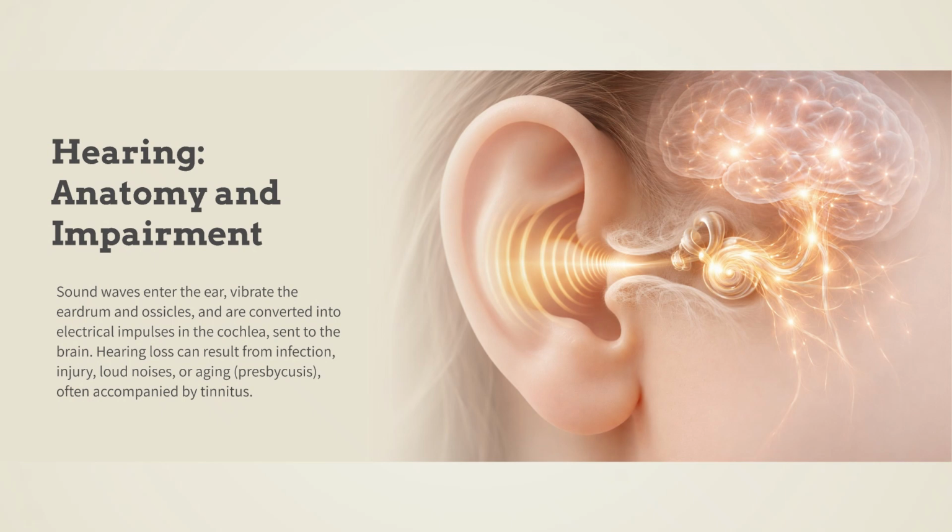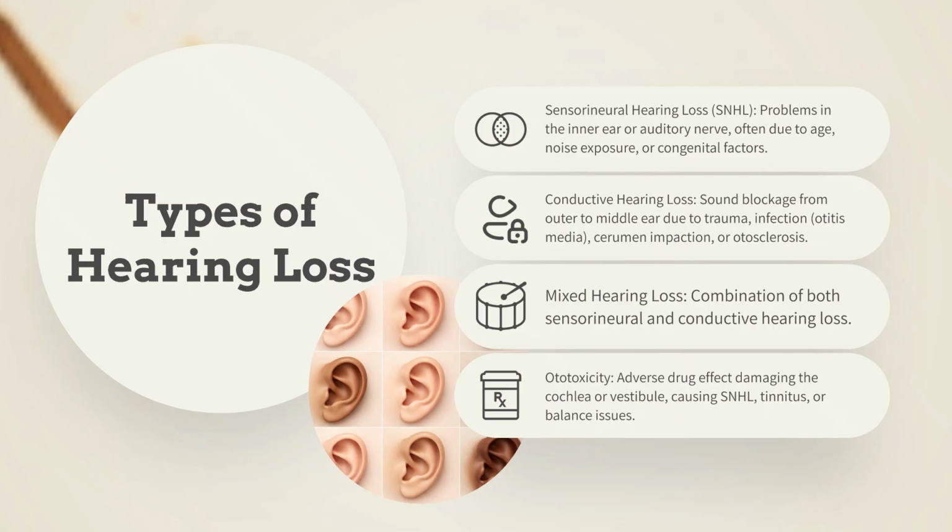Hearing loss comes from infection, injury, loud noises, aging. Often they'll have tinnitus, which is that ringing in the ear. And you can have hearing loss that's simply because you have way too much cerumen or earwax impacting that ear canal, and it makes it so that the vibrations are unable to get through.